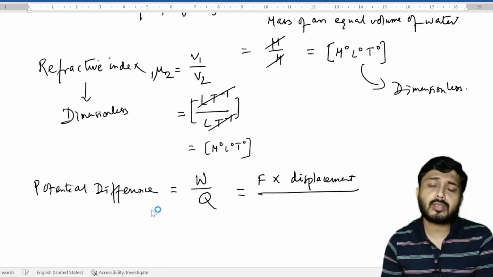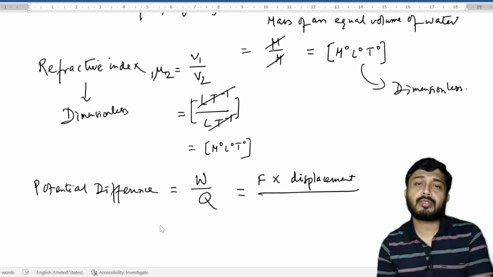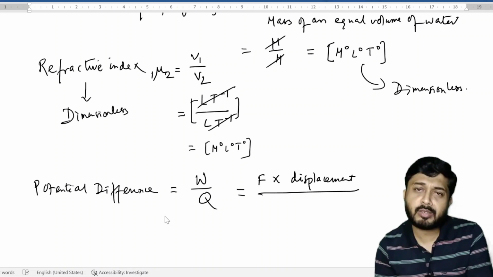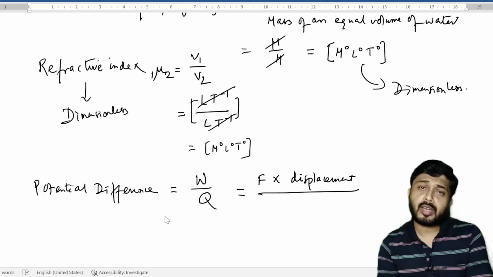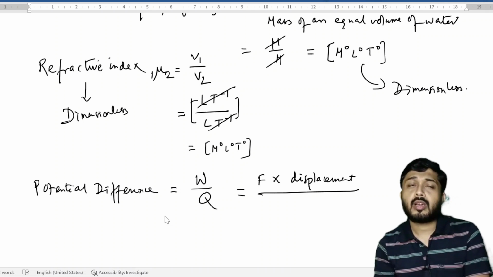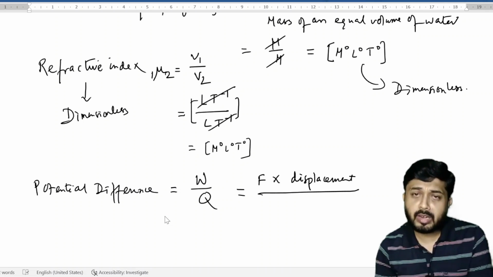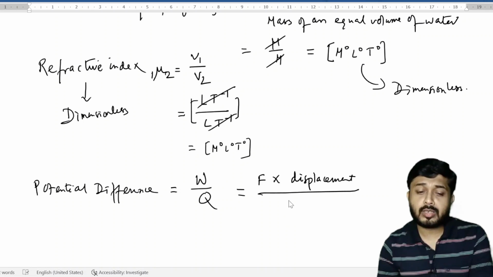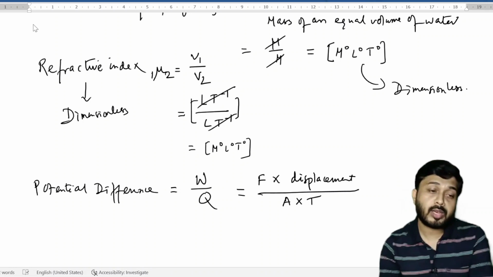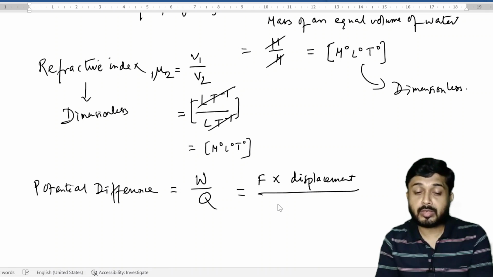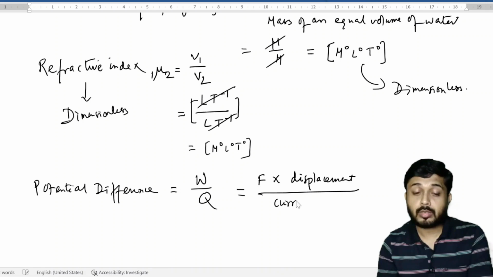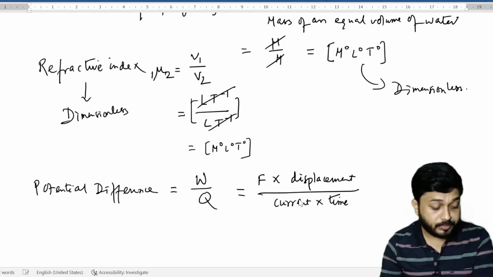You know, charge is not a fundamental physical quantity. Yes, it has not been given the honor of a fundamental physical quantity. The fundamental physical quantity is current, electric current. So charge is nothing but electric current multiplied by time, isn't it? Electric current multiplied by time. So let me write the names first. After that, I'll come to the symbols. Current into the time.